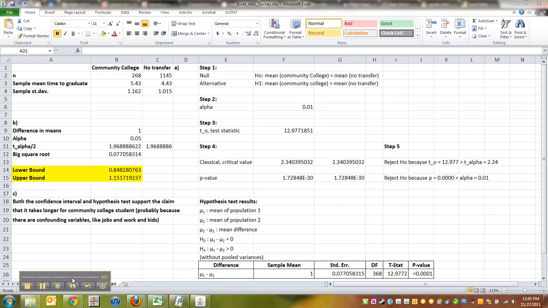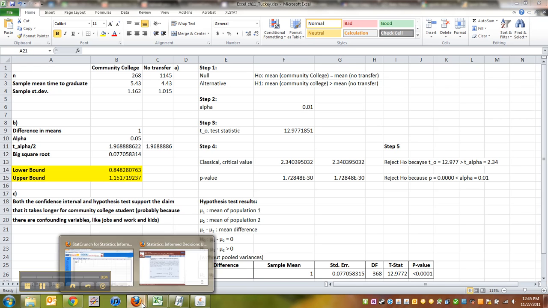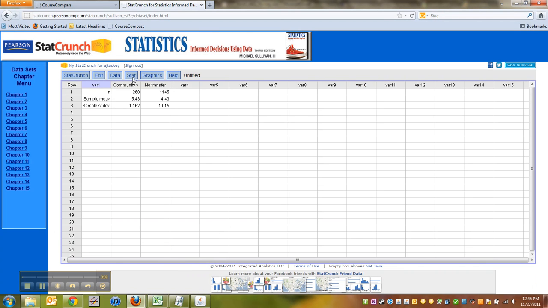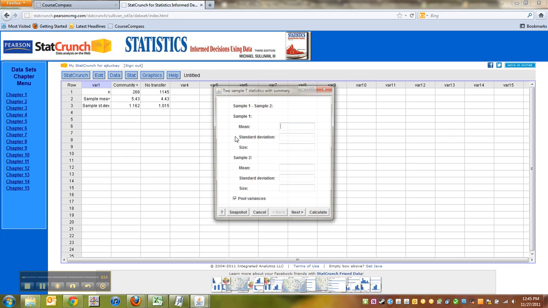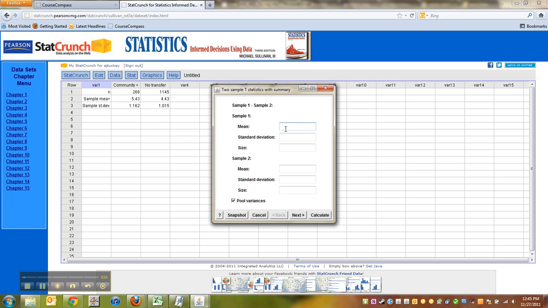Before I leave confidence intervals behind, I just wanted to mention real quickly that, of course, they can also be done in StatCrunch. You would go to Stat, T Statistics, Two Sample. We have Summary in this, not Data. Data would be like a column of data.